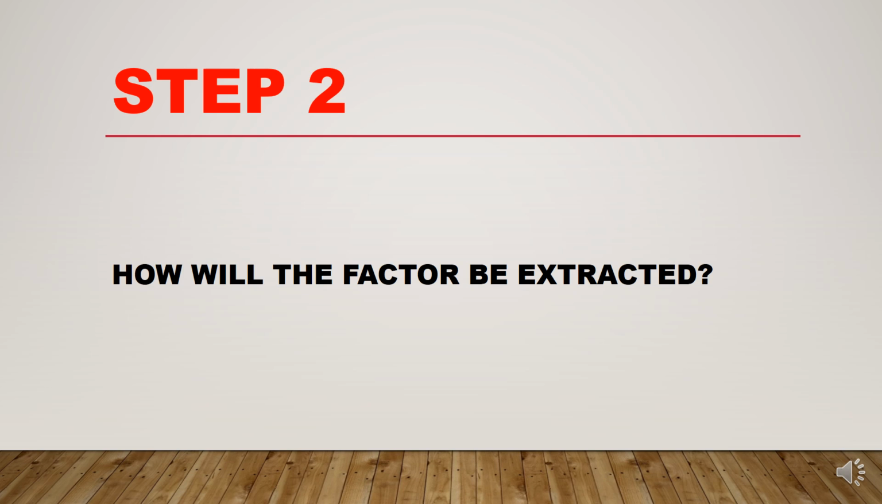Step 2. How will the factor be extracted? The aim of rotation is to simplify the factor structure of a group of items. In other words, high item loading on one factor and smaller item loading on the remaining factor solutions. There are numerous ways to extract factors, like the principal component analysis, or PCA. We also have PAF, the principal axis factoring, image factoring, maximum likelihood, alpha factoring, and the canonical.